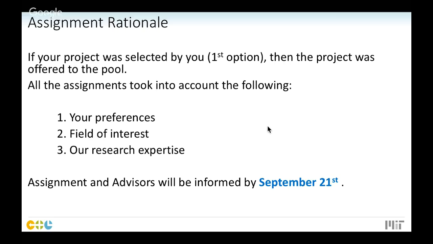Now, we said before that today we were going to tell you the assignment of the projects and also the advisors that are going to be working with you, and we will do it. But now in this webinar, we will just mention the assignment of the projects, and later during the day, we will send you an email with all the follow-up information and also with the contact information of the advisor or advisors that are going to be working with you for your capstone projects, right?